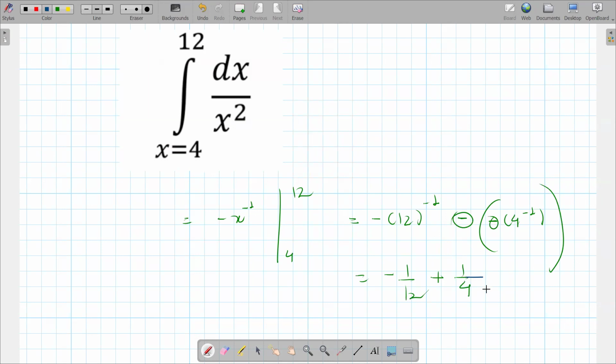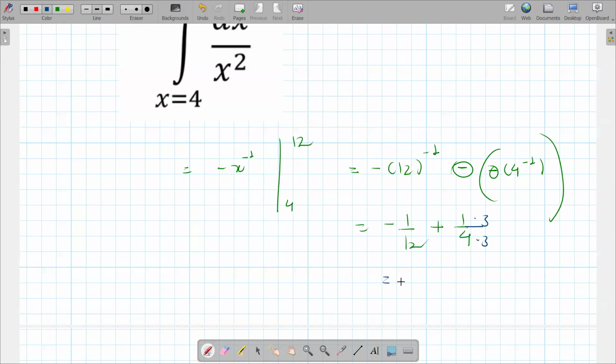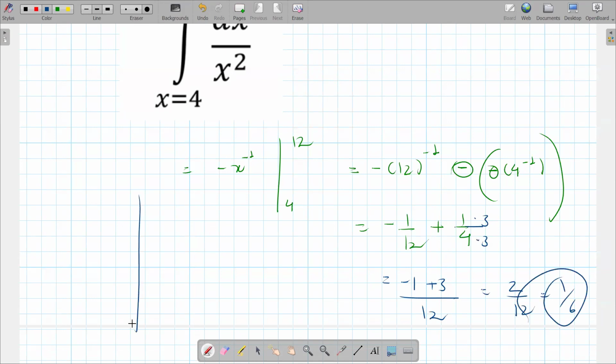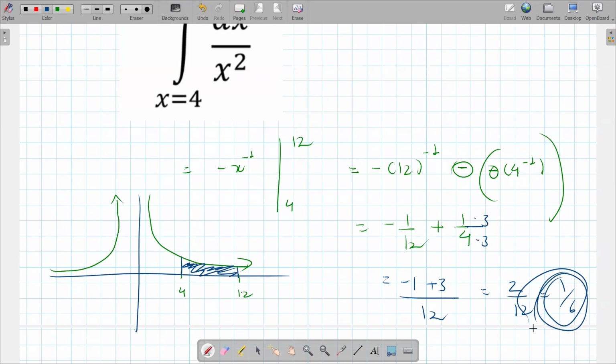Take the LCD, so times 3 and times 3. So then you'll have negative 1 plus 3 over 12, which is 2 over 12. So the final answer is 1 over 6. So that's the area under the curve. 1 over x squared looks something like this. So if you were to take it from 4 to 12, what we just found is this area right here. That area is going to be 1 over 6. The y value here is like 0.1 or something. It's very small.